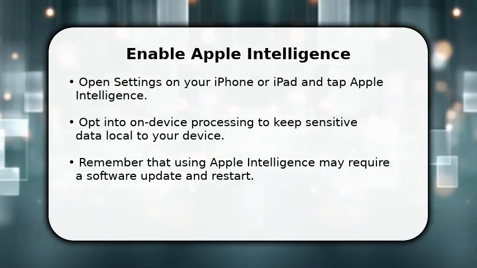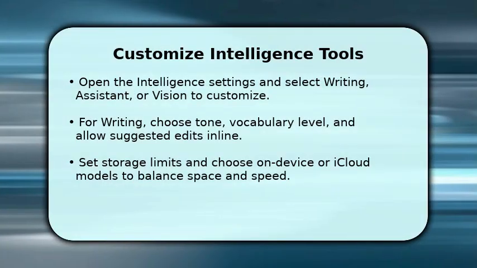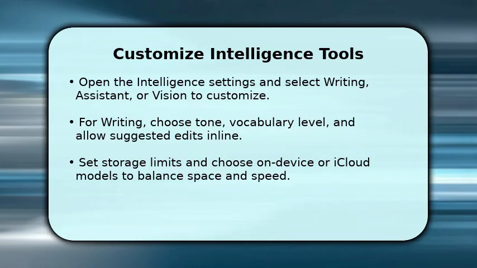Open the Intelligence settings and select Writing, Assistant, or Vision to customize. For writing, choose tone, vocabulary level, and allow suggested edits inline. Assistant lets you pin apps, set home shortcuts, and limit background activity.